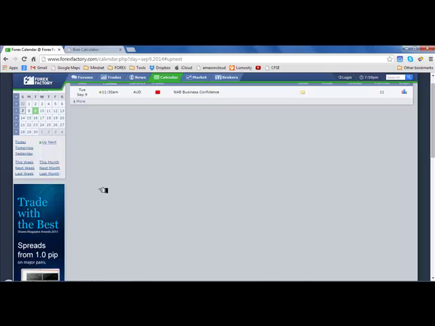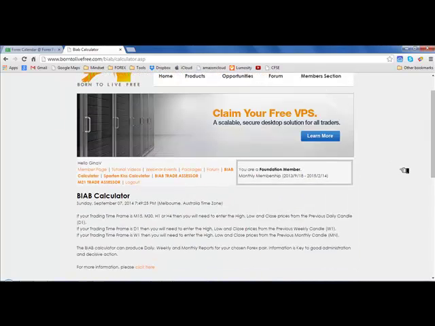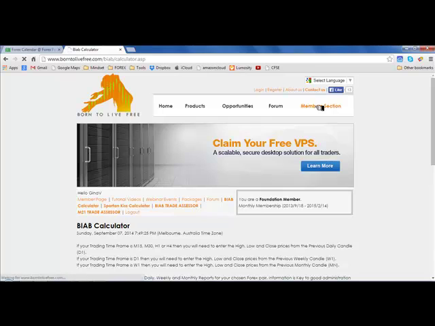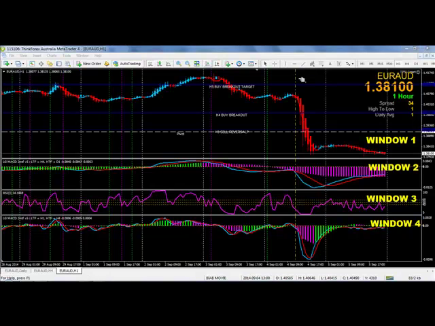Also, to facilitate knowing which news is going to deliver better price action or pip movement, the members section of the website gives you a news trading event timetable. It's well worth looking at this to identify good times to turn up for trading. In this example, I've selected this candle with a vertical line, and we're going to be entering the results for Euro Aussie in our online calculator.